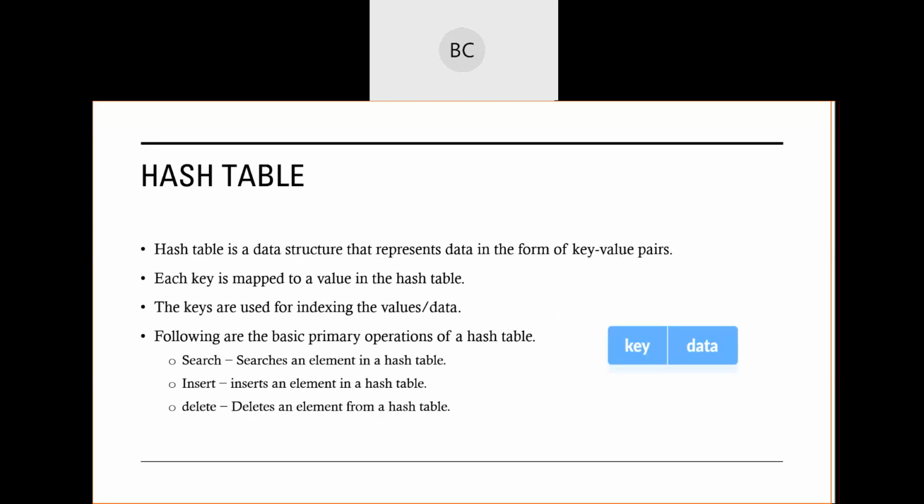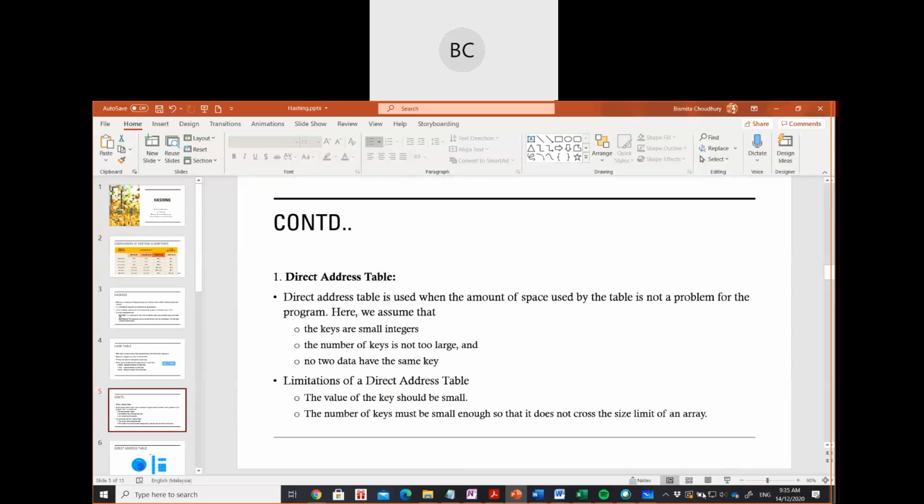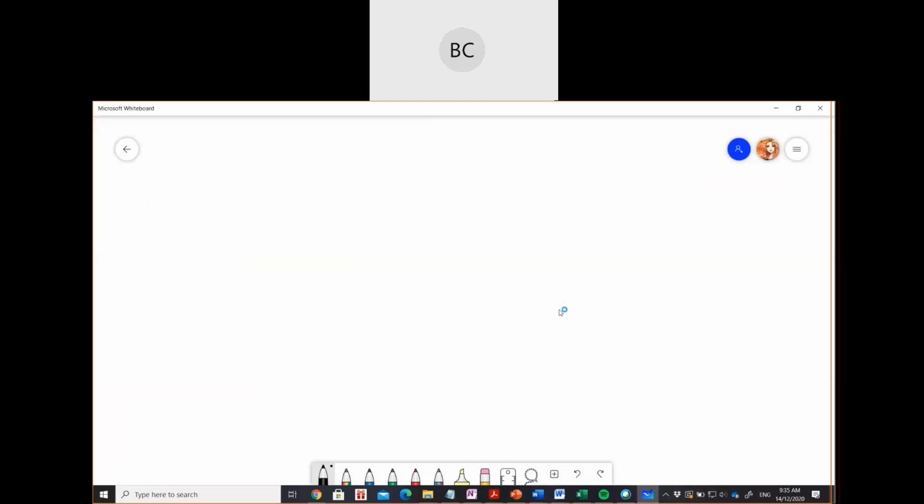So just like any other array, the basic operations on a hash table will be searching, inserting an item, and deleting an item. Okay, so let's see the direct table concept first. Direct table is also a kind of hashing, but slightly different. So what is hashing? Suppose we have certain keys.